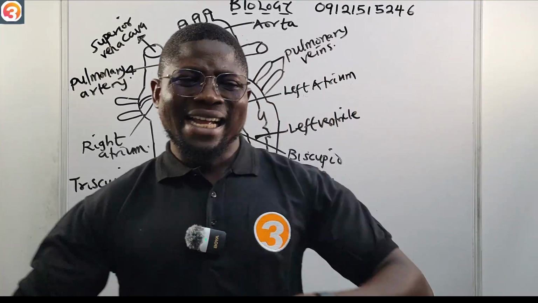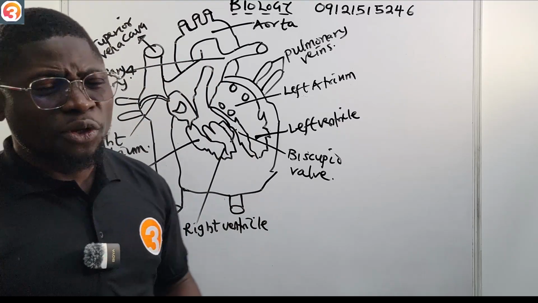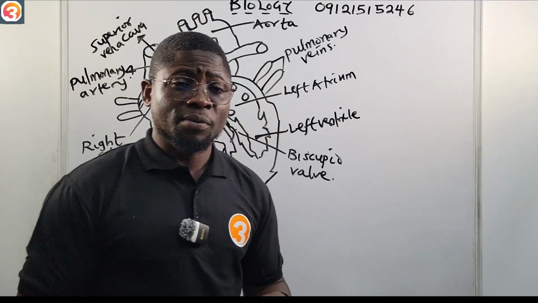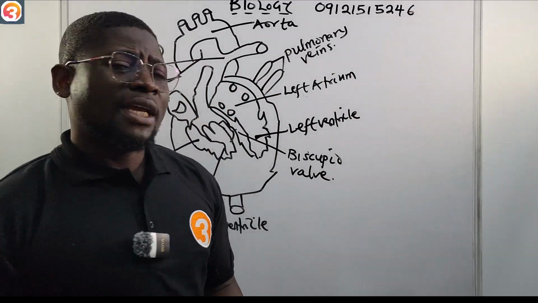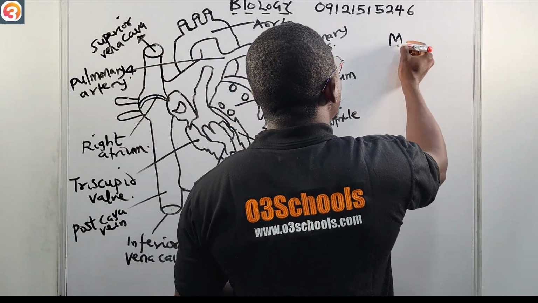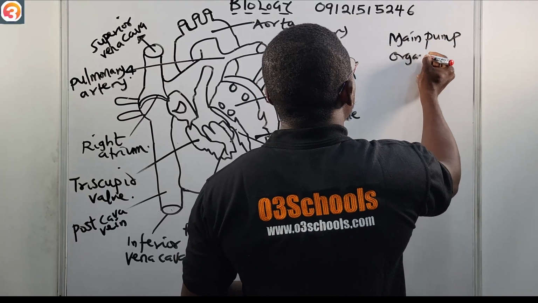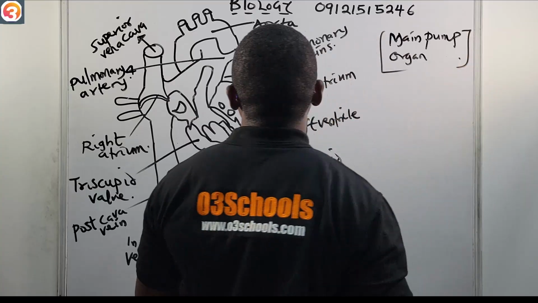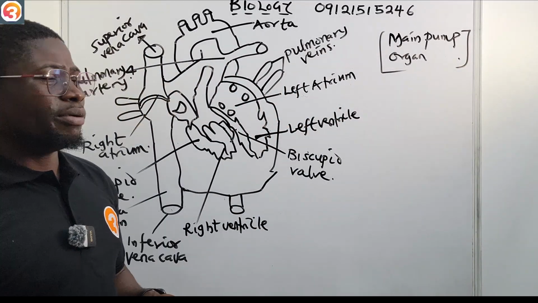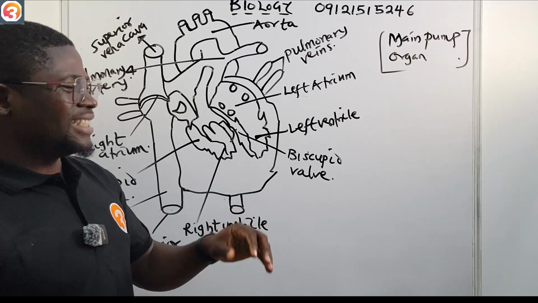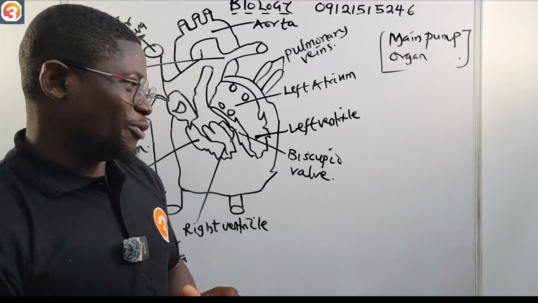So today we want to look at the heart. We want to look at the heart proper. So the few pointers that we know here is that the heart is the main pump organ of the body. In fact, it's the pump organ. There's nothing else that pumps blood apart from the heart. So the heart is the main pump organ of what? Of the body. It's the main pump organ of the body.